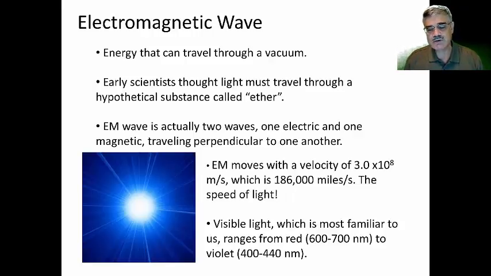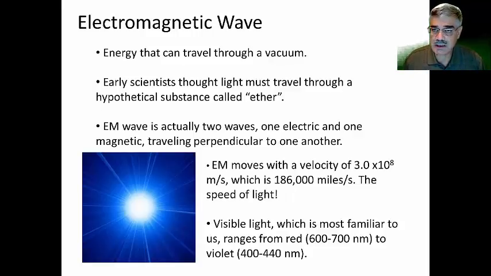Now, this was difficult for scientists to understand, and in fact, early scientists thought that light must travel through some substance. They hypothesized that there was some substance in outer space, what they called an ether, through which light traveled as a wave. And it took scientists a long time to actually come to our current understanding of electromagnetic waves. And in fact, if you find this a little challenging, it is. We will see in the next slide that an electromagnetic wave is actually two waves. One which we'll call an electric wave and the other a magnetic wave, and they travel perpendicular to one another.